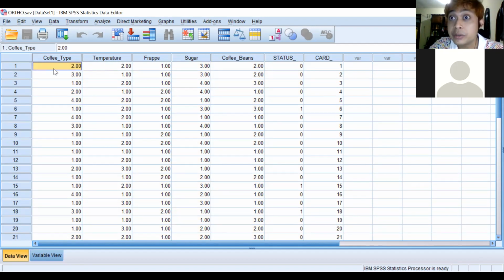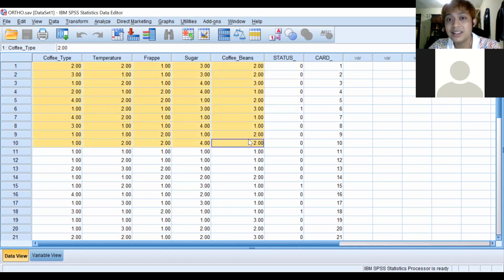Okay, for example, espresso, warm with frap, and then less sugar and arabica. So 1 to 7, something like that. You got what I'm talking about, right? Here, right? Yeah.